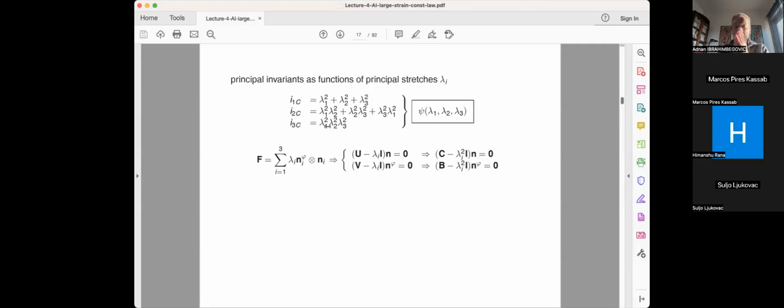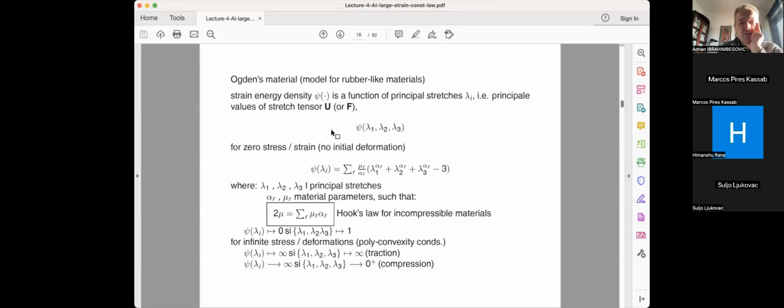You can build the internal energy function as a function of these three stretches, and they can be featuring both initial or deformed configuration, it doesn't really matter, because the computation of the principal value, which is the principal stretch, is invariant whatever configuration you're taking, which is kind of reassuring. So Ogden, in his book that he picked up from the notes of Hill, basically worked this in detail.